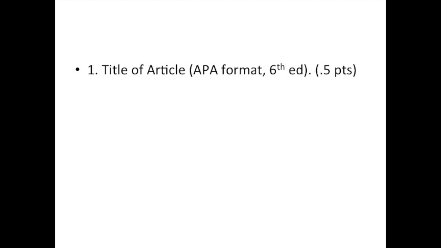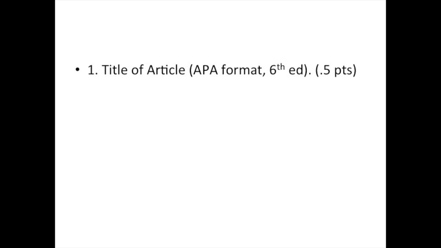So each of these assignments is worth 10 points, and so for half a point, you just need to put the title of the article in APA format. So some people get confused by this, but if you look up, like, I think it's Son of a Citation Machine, that resource online will help you figure out how to put the article into APA format.